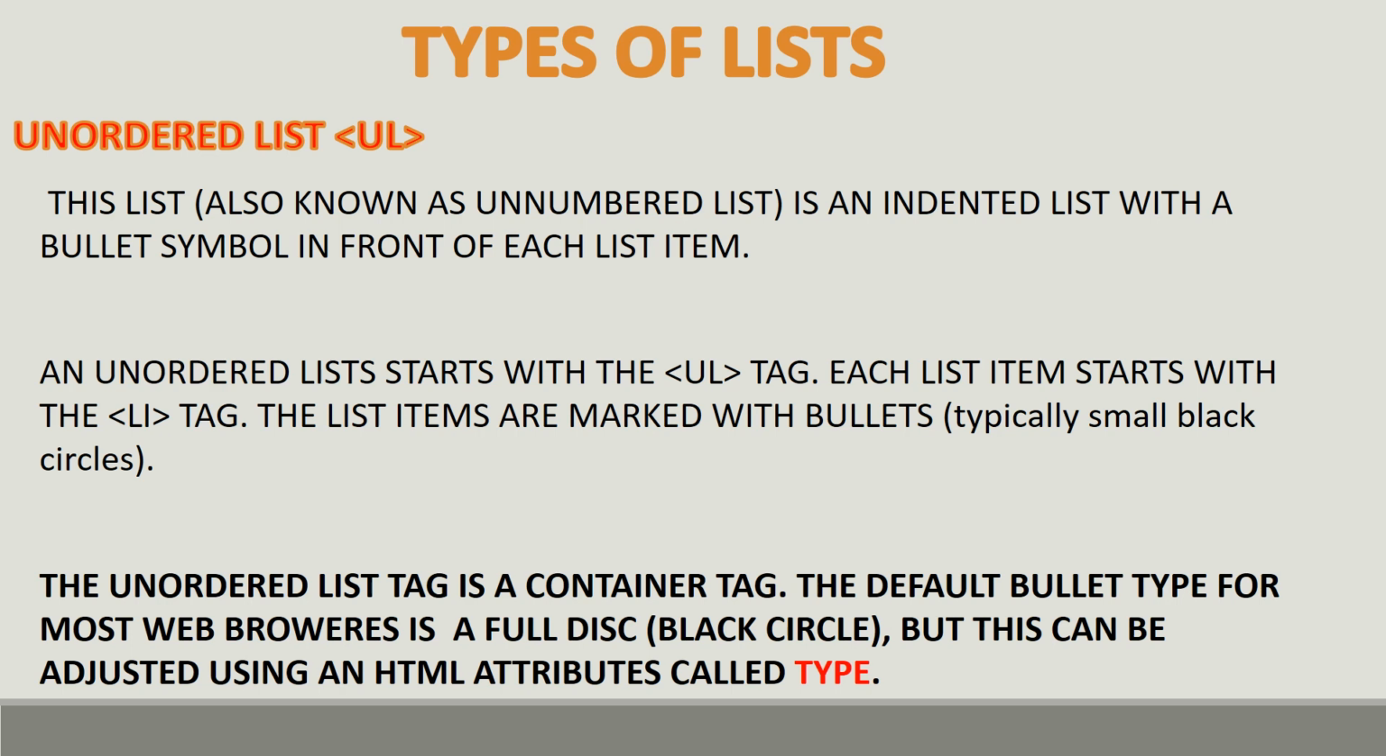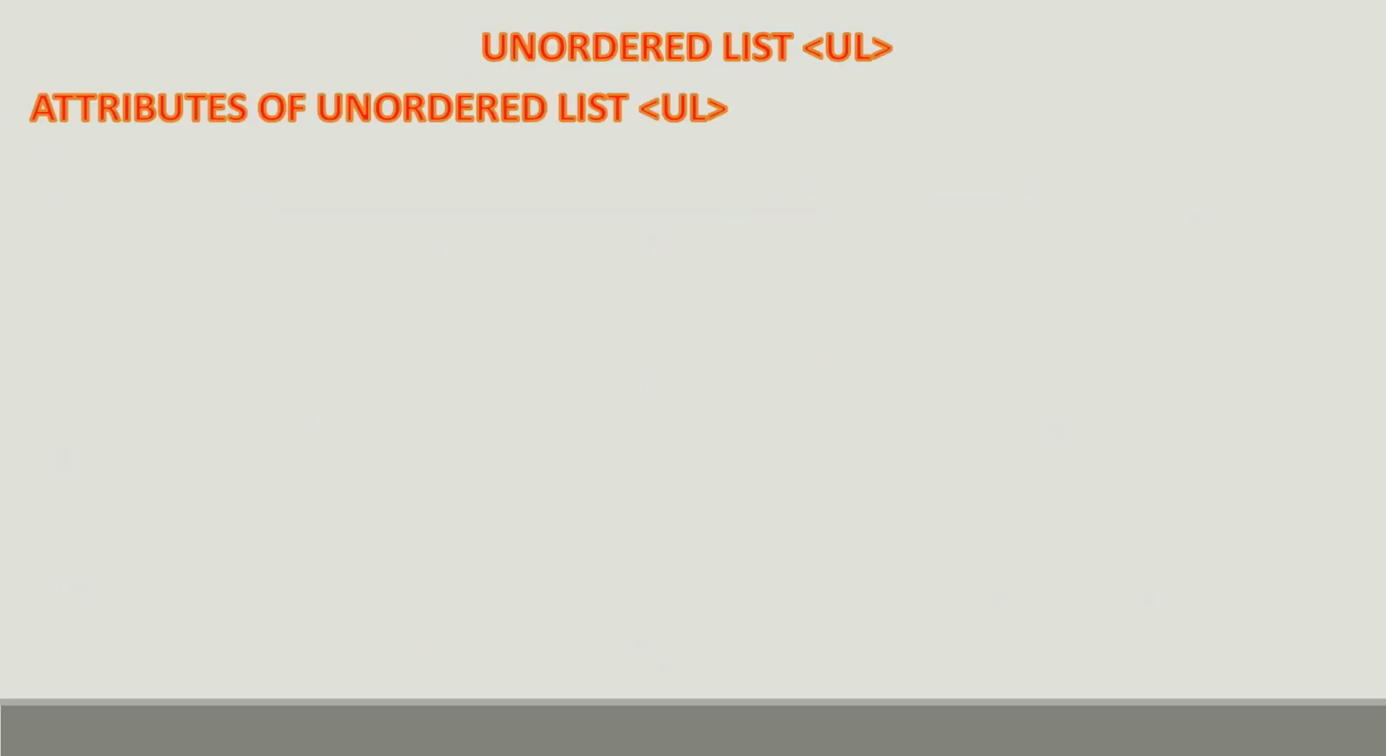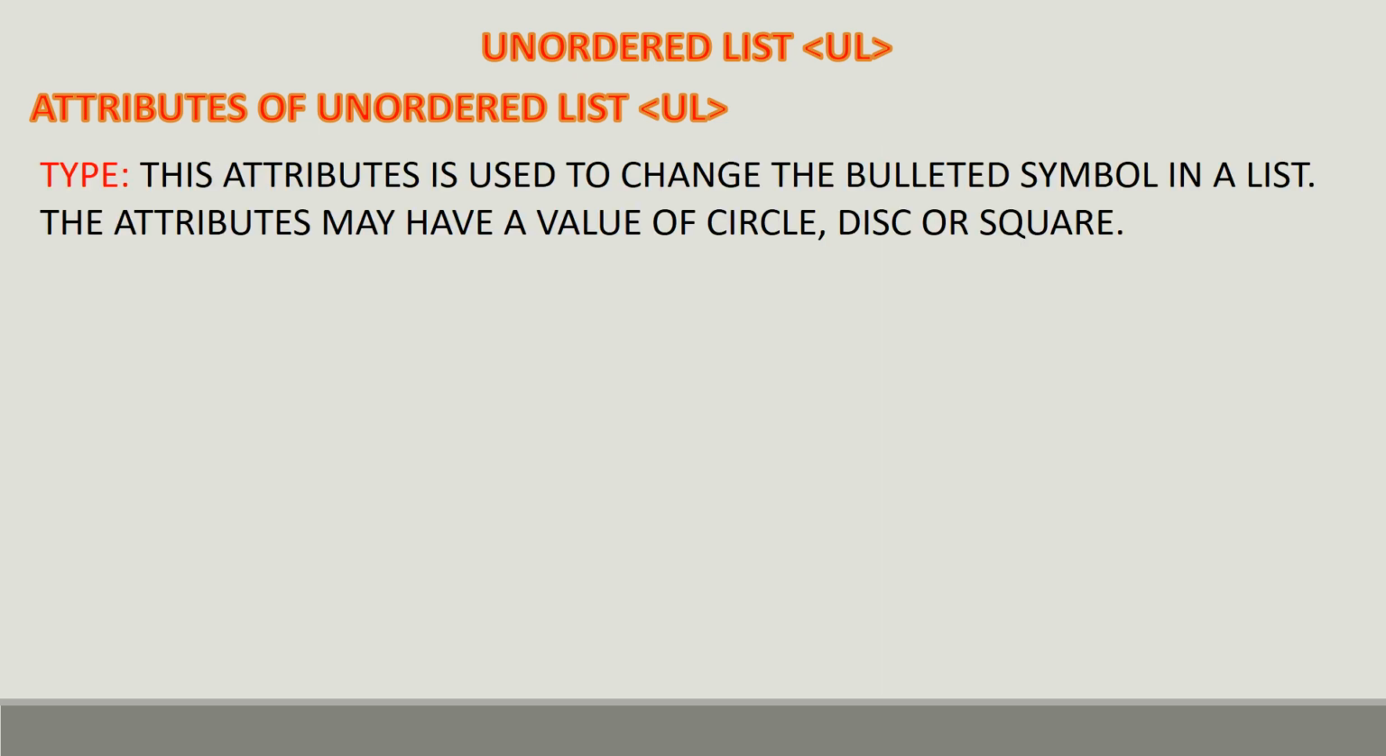The default bullet type for most web browsers is a full disk black circle, but this can be adjusted using an HTML attribute called type. So in the case of your unordered list, we have got one single attribute, that is your type. Let's see what type defines. Attributes of the unordered list, that is your UL. So type, this attribute is used to change the bullet symbol in a list. The attribute may have a value of circle, disk, or square. You can use circle, or you can use disk, or you can use square.